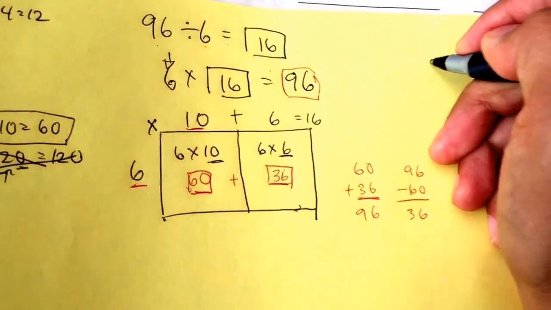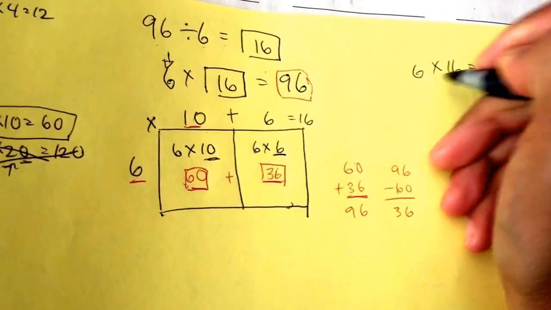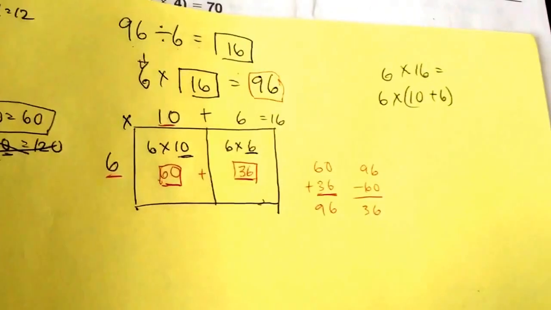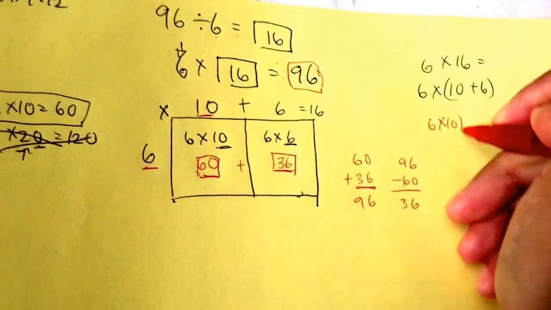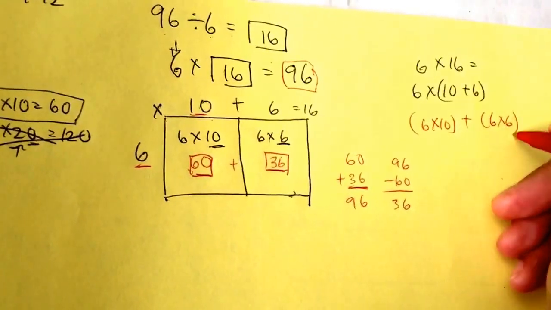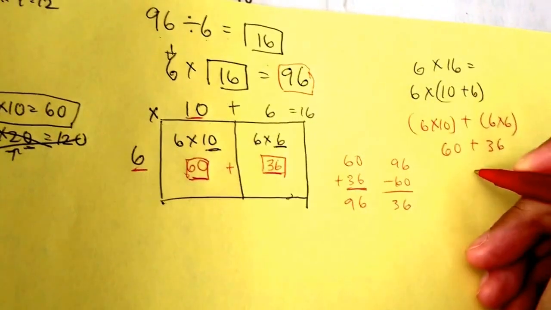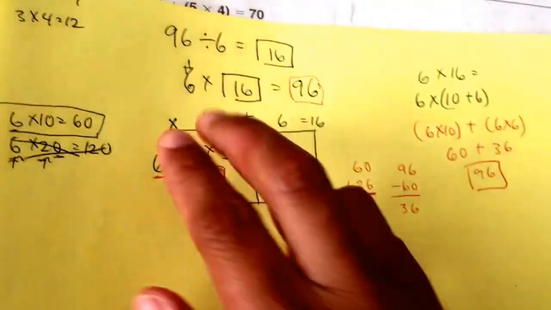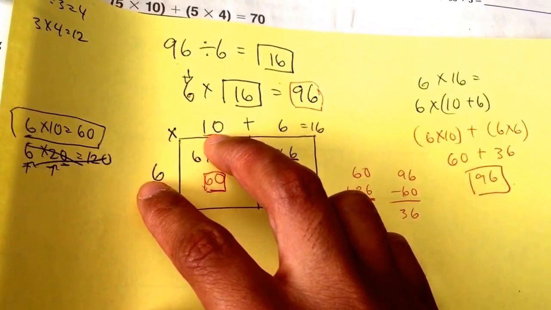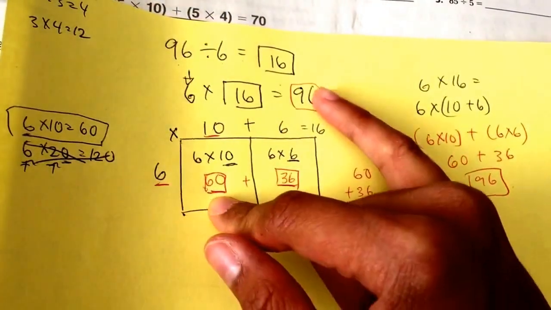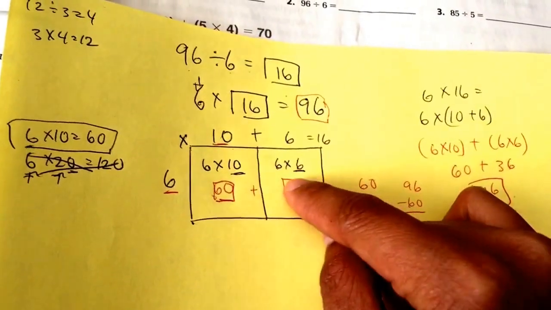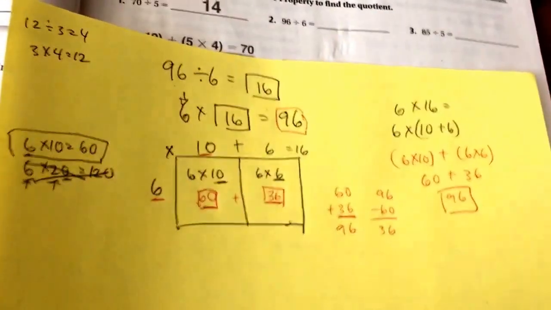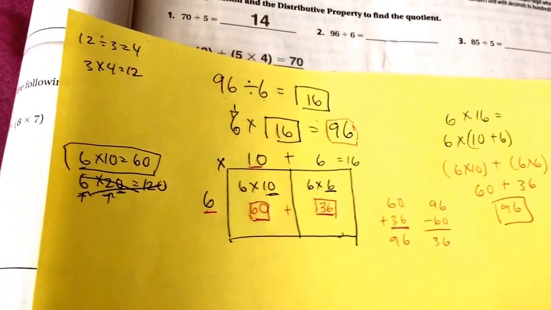And to show our work, we could break it down. 6 times 16 equals 6 times 10 plus 6, and then we could say 6 times 10 plus 6 times 6. 60 plus 36, 96. So all we're really doing is multiplying by a multiple of 10, solving that, taking our total and subtracting it to figure out what we have left over, and saying this times what number makes what's left over, and then doing that.